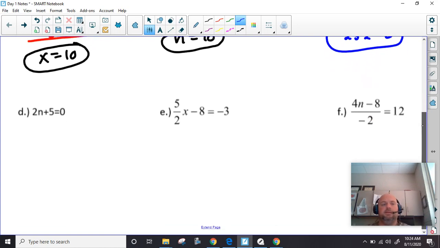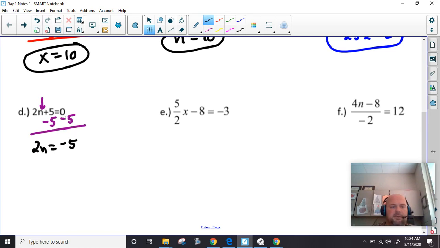All right. So if we're looking at this one right here, first thing we got to do, well, here's my variable. It's being multiplied by 2 and added to 5. Well, we need to get rid of this 5 first, so we're going to subtract. That's a negative 5. 0 minus 5 is negative 5. All right. Then we have to divide.